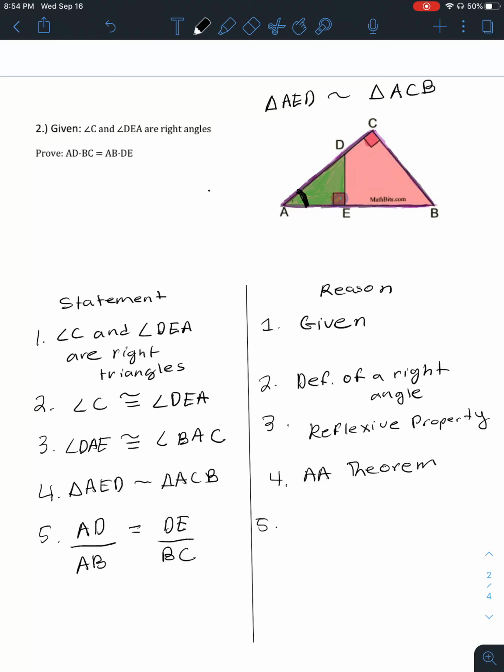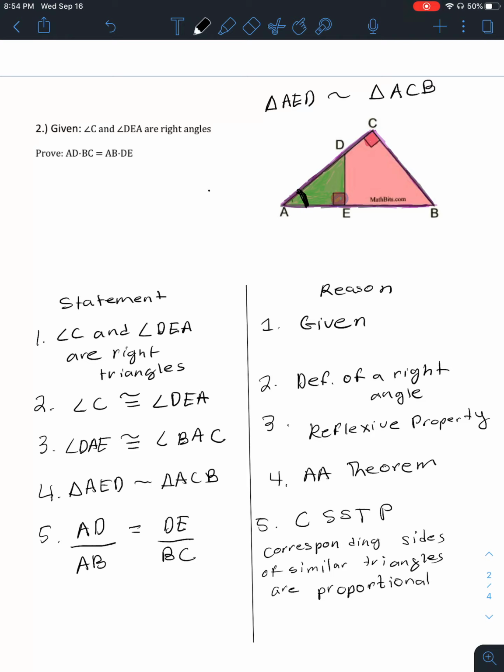And the reason that you can write for this, and some students have trouble writing stuff here, I'm going to write CSSTP. And what this stands for is corresponding sides of similar triangles are proportional. That's all I'm saying. And if you did not know about CSSTP, you can literally write that whenever you have similar triangles, the corresponding sides are always proportional.